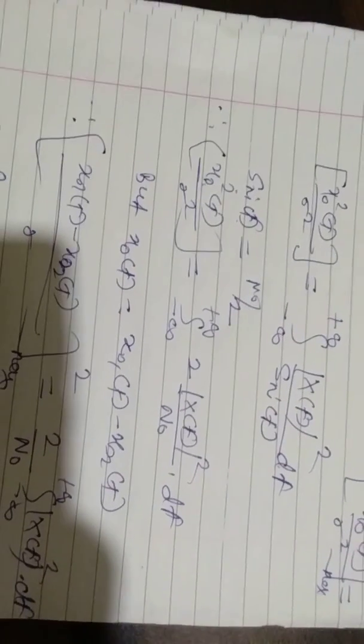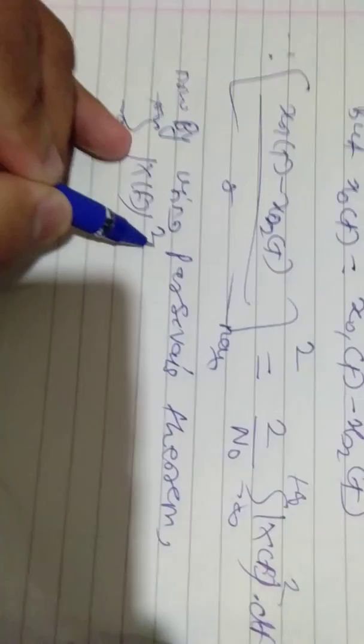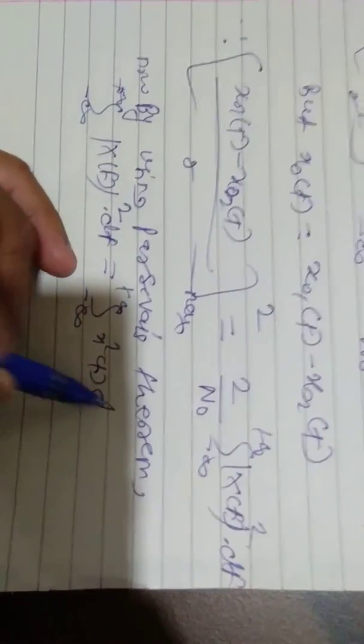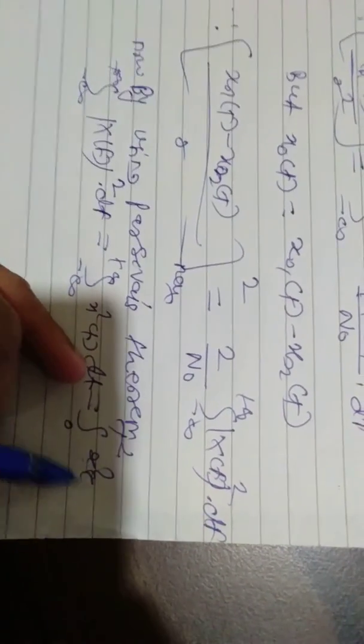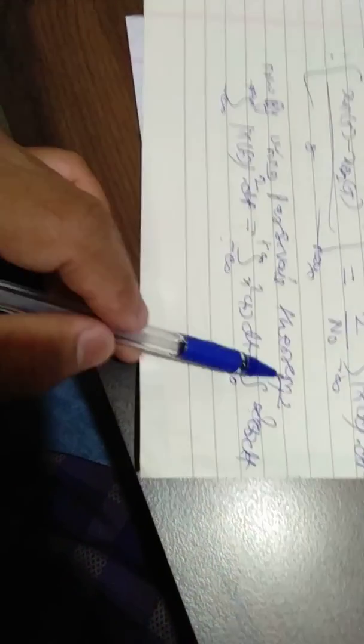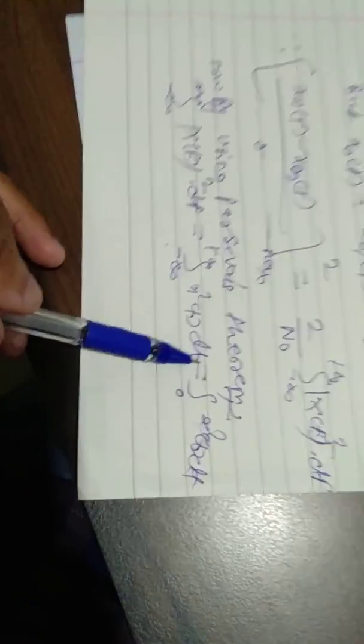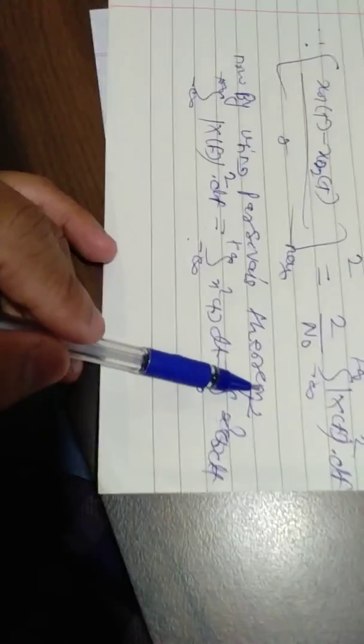By using Parseval's theorem, we can find that the integral from minus infinity to plus infinity of magnitude square of X of f into df equals the integral of x square of t into dt. The integration changes from minus infinity to plus infinity, to 0 to T, because the bit has time duration from 0 to T.